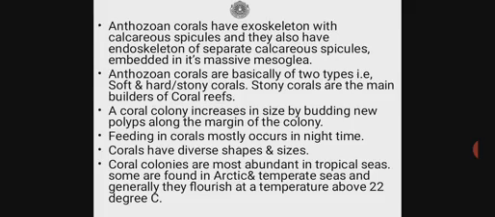A coral colony increases in size by means of budding new polyps along the margin of the colony. Feeding in corals mostly occurs at night time, and corals have diverse shapes and sizes. Coral colonies are most abundant in tropical seas. Some are found in Arctic and temperate seas, and generally they flourish at a temperature above 22 degrees Celsius. So these are some of the important aspects of corals.